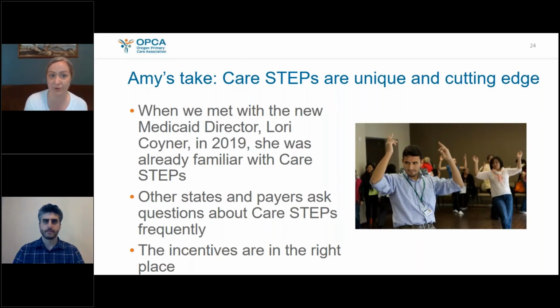When we met with Lori Coiner, who's the Medicaid director, back at the end of last year, the one thing that she had heard about and was really excited about was CareSteps. She was the one to bring them up before we did, which was very exciting. And I would say that the incentives are in the right place in that it really motivates health centers to maintain that close engagement with their patients, even if they are not bringing them in for traditional visits. They are still meant to be maintaining those relationships and providing care in the way that makes sense for patients.